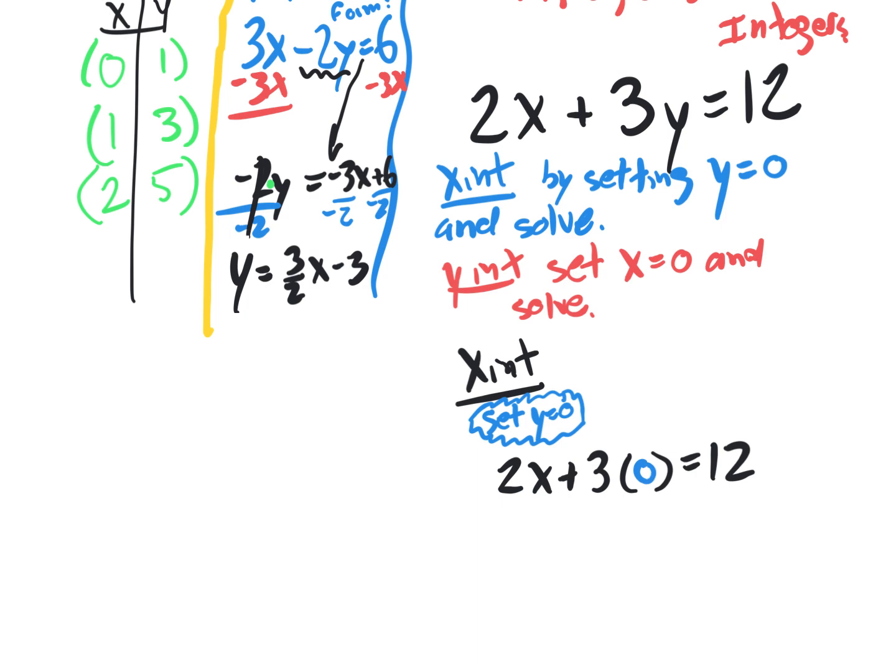And that becomes really easy to do because 3 times 0 is 0. You could just ignore it. It's like if you just had 2x equals 12, and that's a one-step equation that you could solve. Divide by 2, x equals 6. So this is not an answer to the equation. This is the x-intercept, all right? We just found the x-intercept. So what this is saying is that it's going to cross your x-axis at 6, okay?